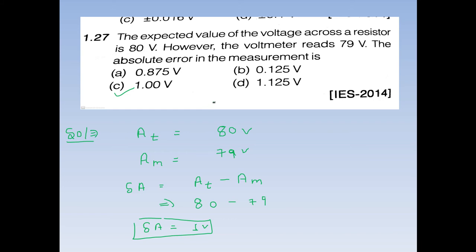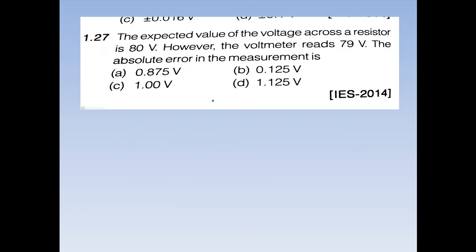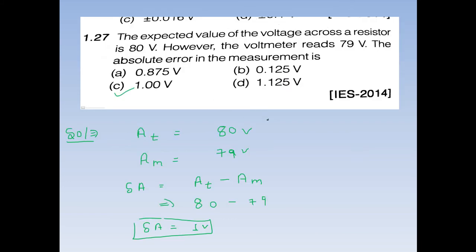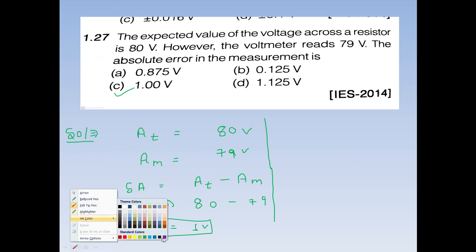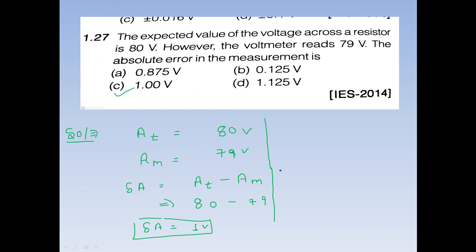Before going to the next problem, suppose this numerical asks for some more quantities, like finding the absolute correction. So what should be the value? If this numerical asks for more things, like finding the absolute correction, the absolute corrected value.